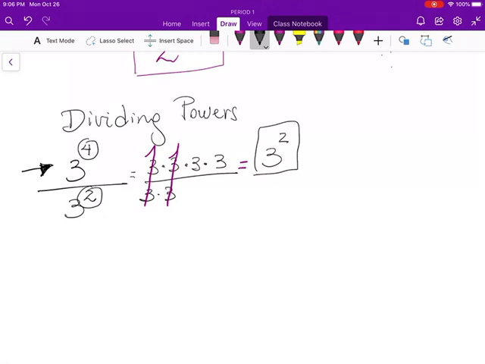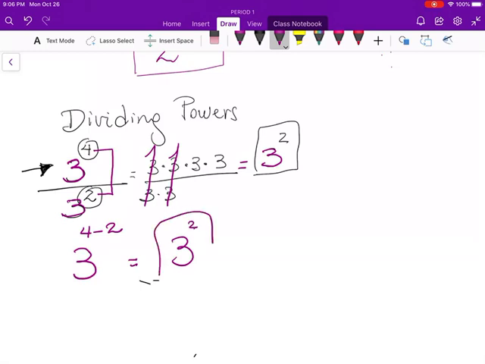Now, just like when we did multiplication and we keep the base, here we're going to keep the base, and the base we can see is 3. So we're dividing, we keep the base. And how do we deal with the exponents? We're going to subtract. So keep the base, subtract the exponents. So we get 3 to the power of 2.